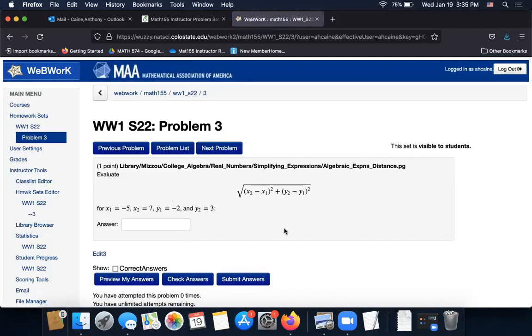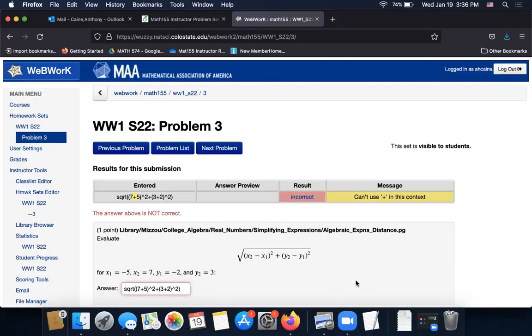Now we get to question 3. And again, it's rare, but I suppose evaluate is a good buzzword or trigger word to know when you have to actually simplify. So as tempting as it might be to tell WebWork, hey, take the square root of, and then inside the square root, x2 is 7 minus, and then x1 is -5. So let's make that +5. And that's squared plus, and then y2 is 3 minus -2 is +2. And we want to square that. And if I submit it, it won't like it.